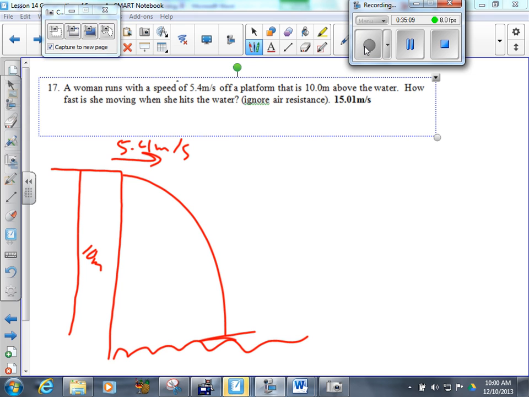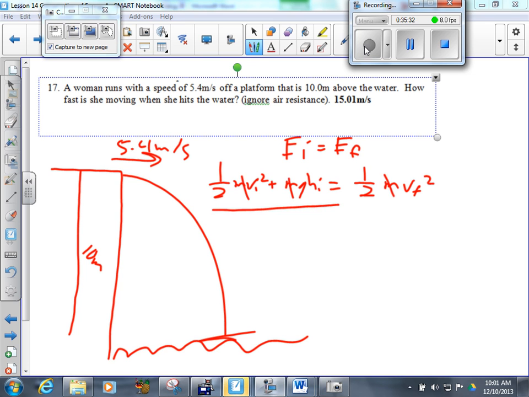She has both potential and kinetic energy at the beginning. So EI equals EF. We'll have our 1/2 mvi squared plus mghi equals 1/2 mvf squared. We won't bother writing mghf because it was 0 anyway. We're manipulating for VF. The m's all cancel. We divide by 1/2 and we square root. When we plug in our numbers, we should get 15.01 meters per second.